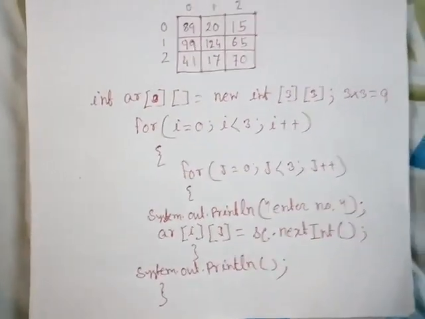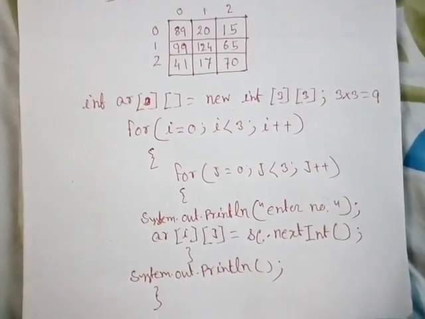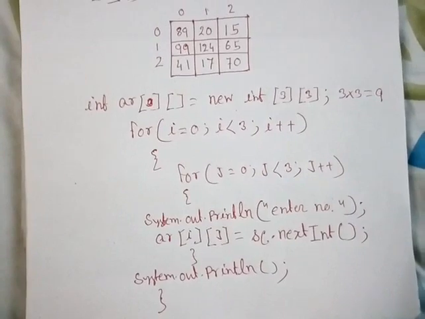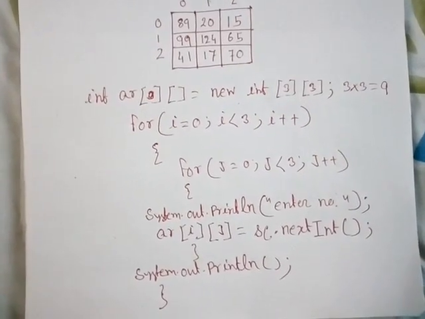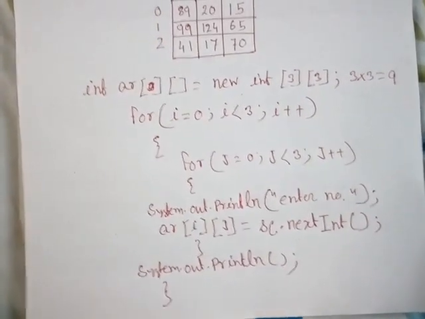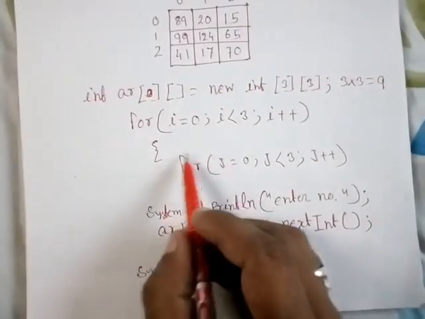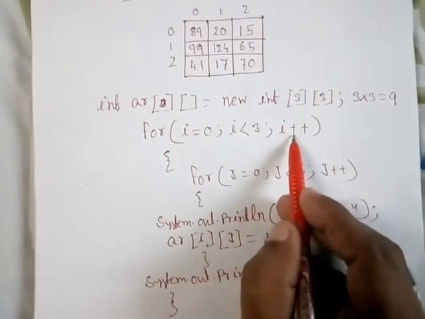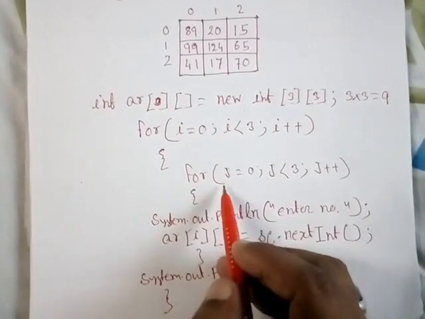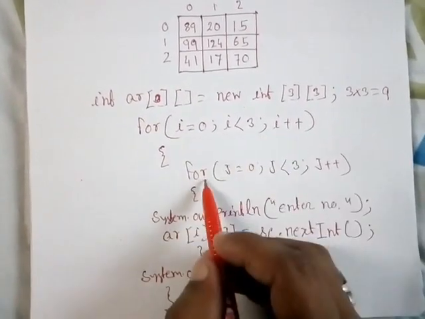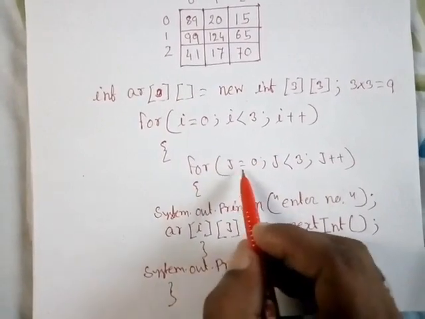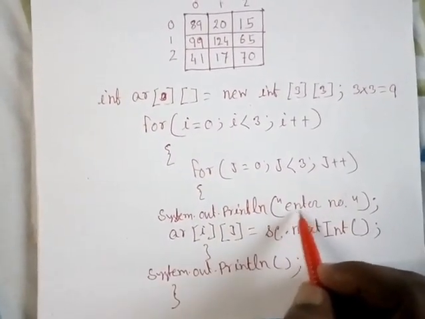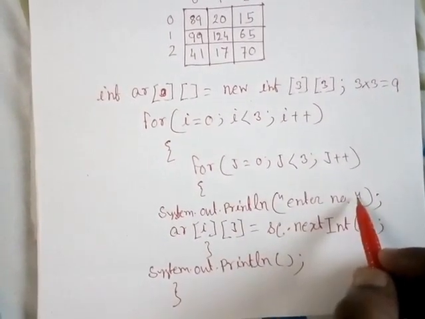Now you can easily see, students, though I have written 89, 20, 15 numbers in the array, you forget it. You think that there is no number. Just see the loop. First, for I equal to 0, I less than 3, I plus plus, so control will enter the body of this outer loop. Here, inner loop: for j equal to 0, j less than 3. Yes, enter. Enter number, this line will be printed on the screen.